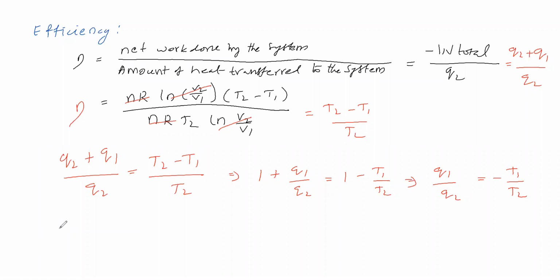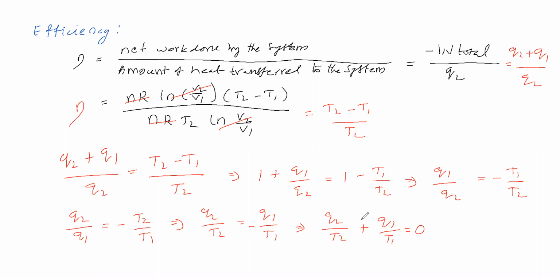This we can write as Q2/Q1 = -T2/T1. Then we will write Q2/T2 = Q1/T1. Like this we can write. Then we can write Q2/T2 + Q1/T1 = 0. Okay, now this indicates ΣQ/T = 0.